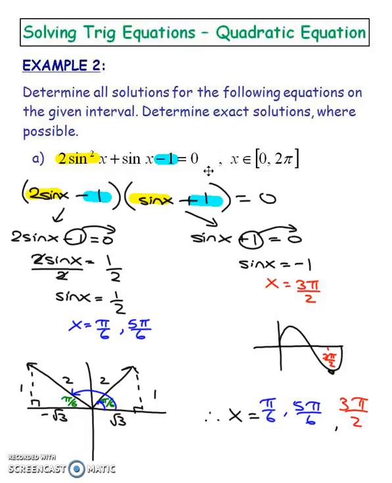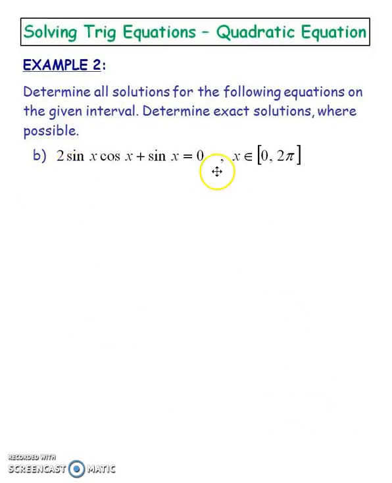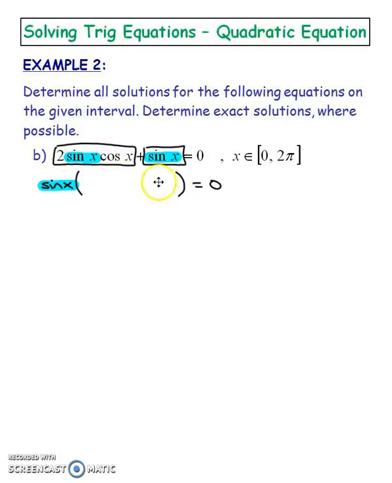Let's try another one. Okay, so here's B. If you take a look closely, we actually have two terms here, so it's not a trinomial like the previous example. It looks like we have a binomial, and they do have something in common. They each have a sine. So what I'm going to do is factor out that sine and put the rest into a bracket. From this term, if I take out that blue part, I have 2 and cos x left over, so I'm going to write that right there.